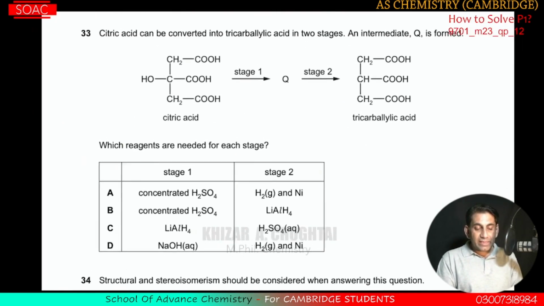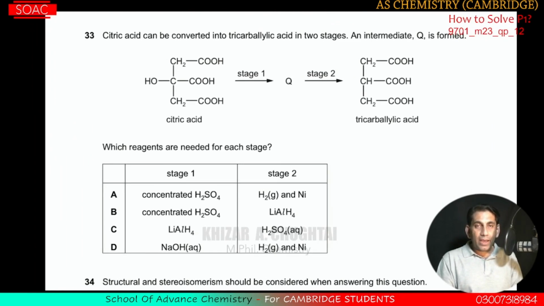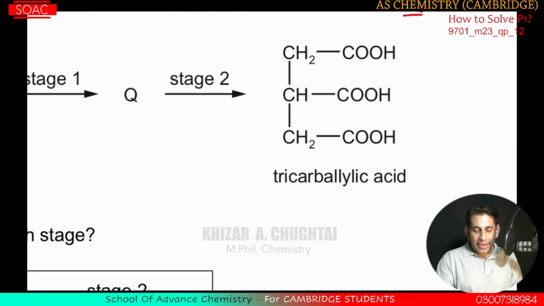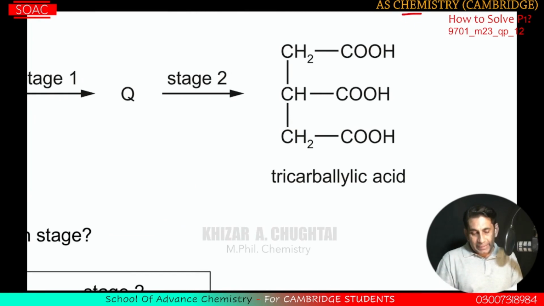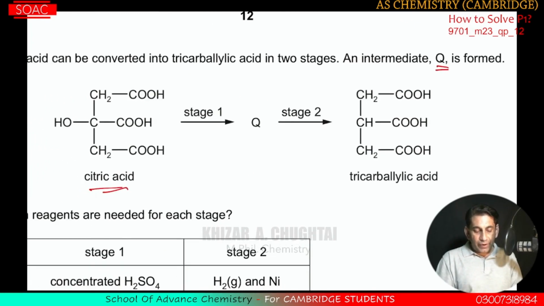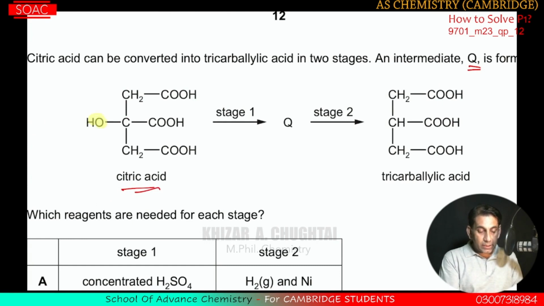Question number 33. Citric acid can be converted into tricarboxylic acid in two stages. Intermediate Q is formed. Here is citric acid, and here is the tricarboxylic acid. So what is the difference between the first and the final? The basic difference is that the OH group is missing over here, and there is one hydrogen atom instead of the OH group. So what is happening? What is Q basically? There is removal of the OH group. How can we remove an OH group from an organic compound? We can remove OH group by dehydration.